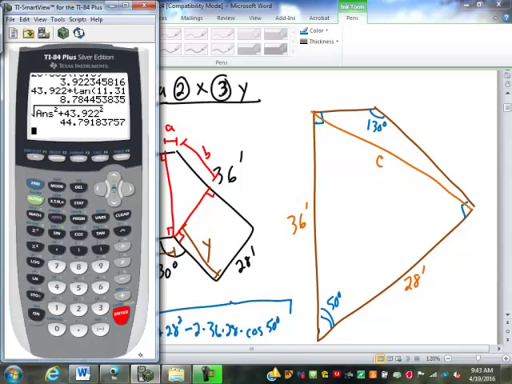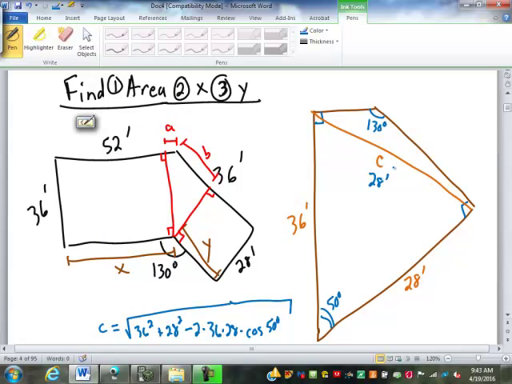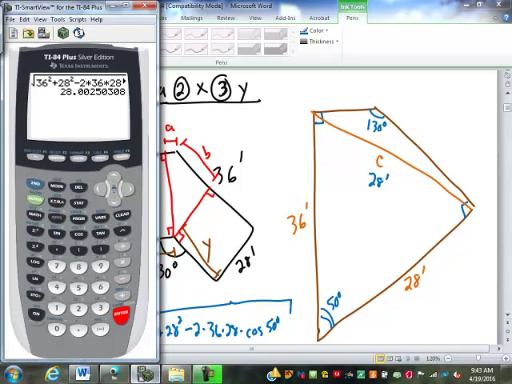Remember it's 2 times A times B times cosine of C. So, square root, 36 squared plus 28 squared minus 2 times 36 times 28 times the cosine of 50. That gives 28.002. So this is actually 28 feet here. That worked out really conveniently. Well, we're going to stick with 28.